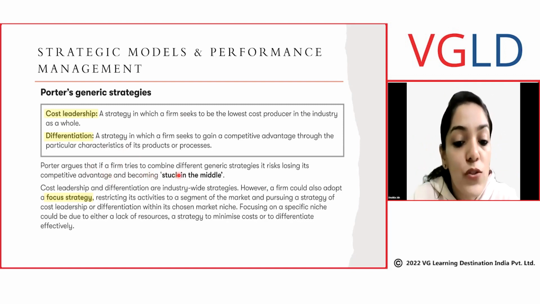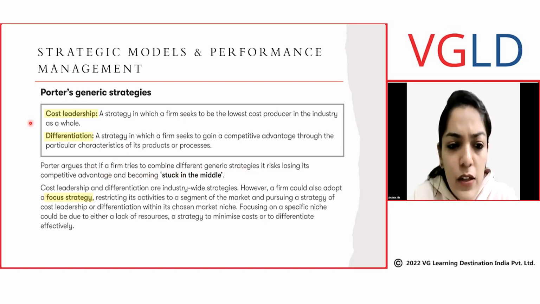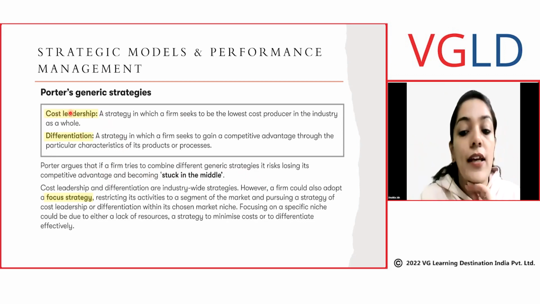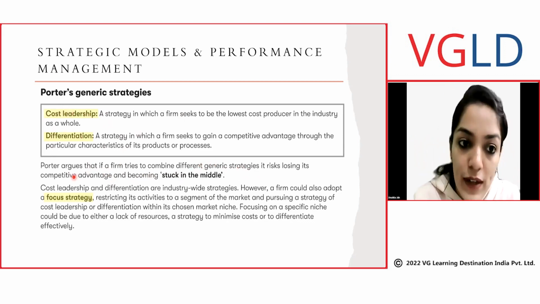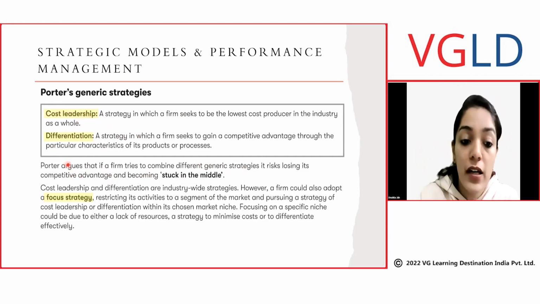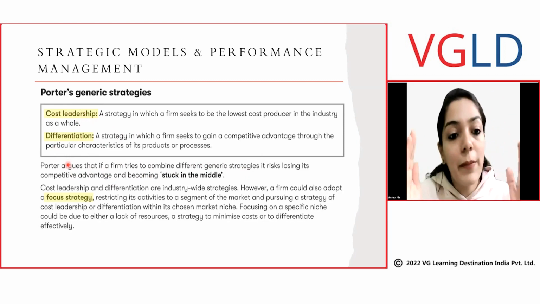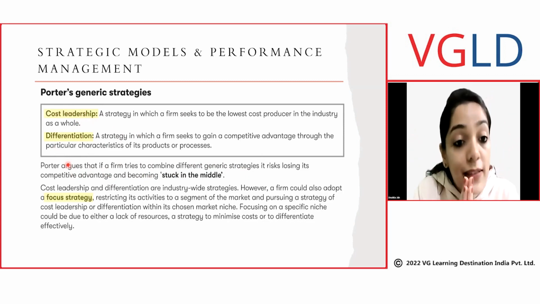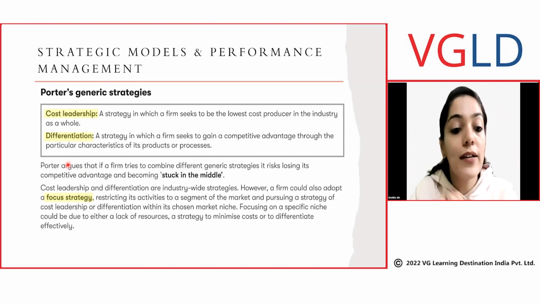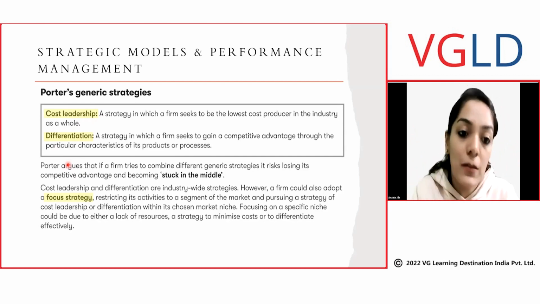Porter argues that if a firm tries to combine different generic strategies, meaning you want to be somewhere of a cost leader also, and then somewhere you want to be a differentiator also, then it risks losing its competitive advantage. So either you could get a competitive advantage by being a cost leader, or you could get a competitive advantage by being a differentiator, but not by combining both of them. In that case, you will be at a risk of being stuck in the middle. Okay, there is an idiom when they say na hi ghar ka na hi ghat ka. So what is happening? You are neither a cost leader, you are not a differentiator. You are just stuck in the middle.